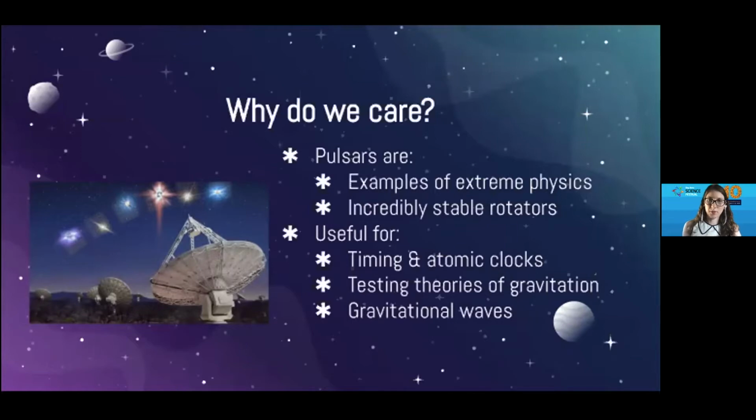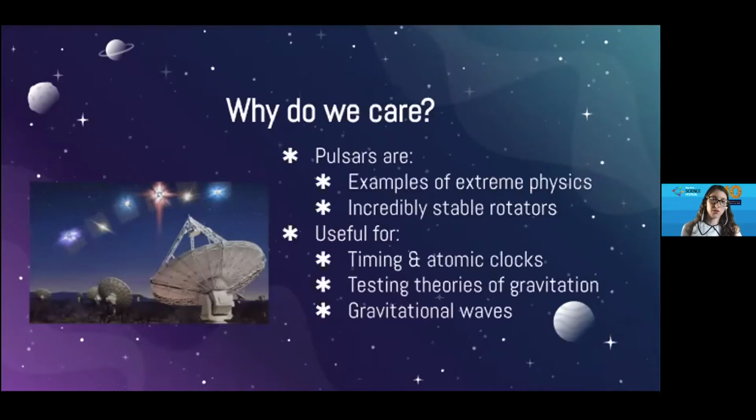So what's the purpose of knowing this? Why are pulsars important in astronomy today? One reason is that they have really extreme physics involved, so we can't make any objects on Earth that are as dense as a neutron star or as highly magnetic. So we just have to study them from a distance and try to find out what happens when you reach those densities or magnetic field strengths.